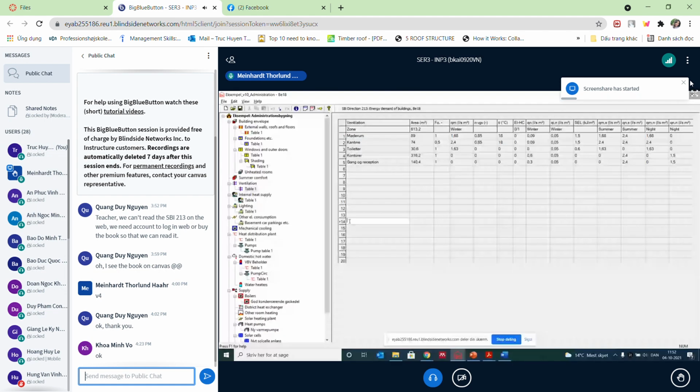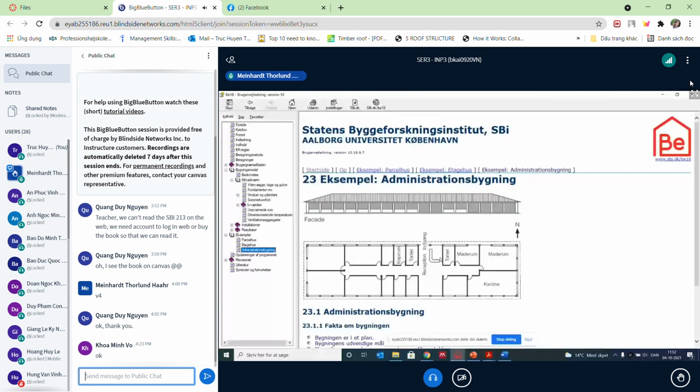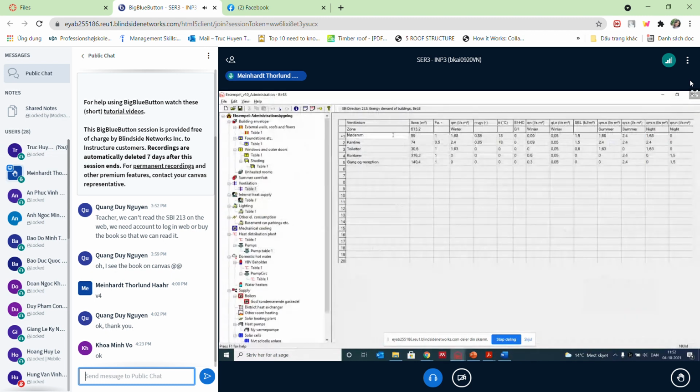Now my screen is shared. As I talked about before, all the offices are in the association area. Then we have toilets, a copy room, a meeting room, and a canteen. Basically, these are my zones in this part, filling up the area. And if we look at the canteen, it says the factor 0.5.